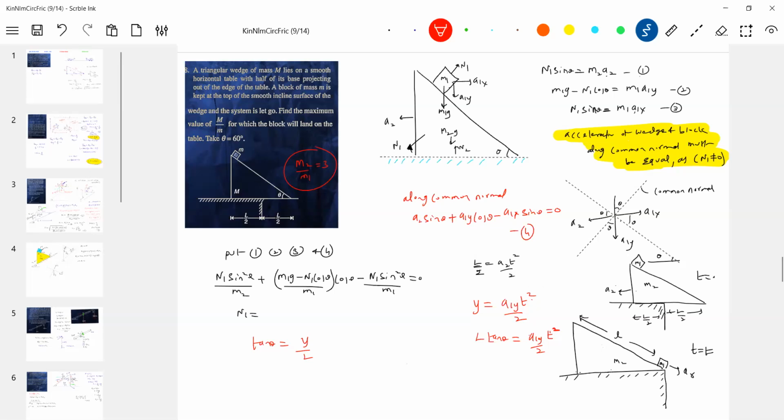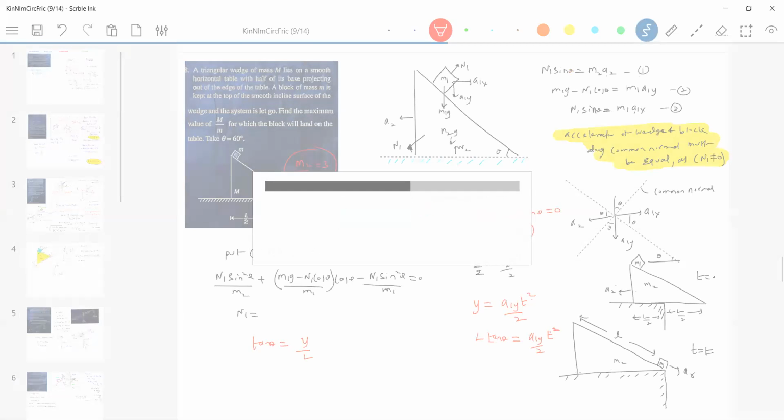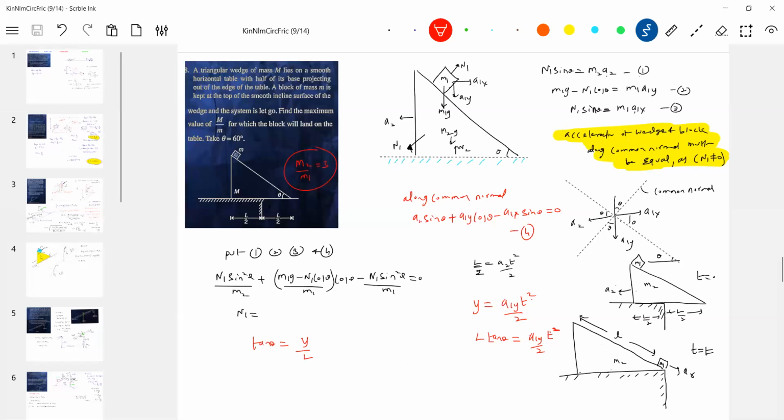I think I'll update this answer. I'll solve it and I'll update it. Or else I'll continue this tomorrow from here. Let me solve and I'll conclude it. But M2 by M1 is the answer given. Let me see where we'll end up.